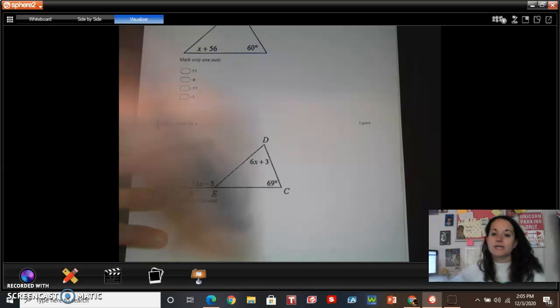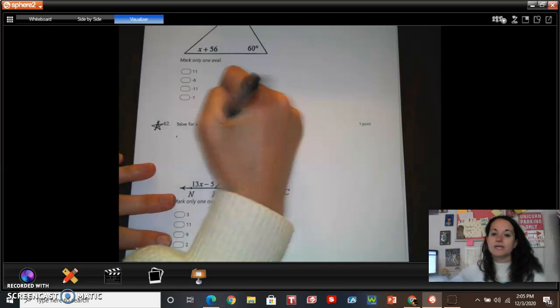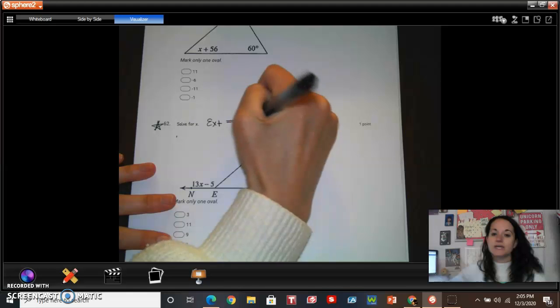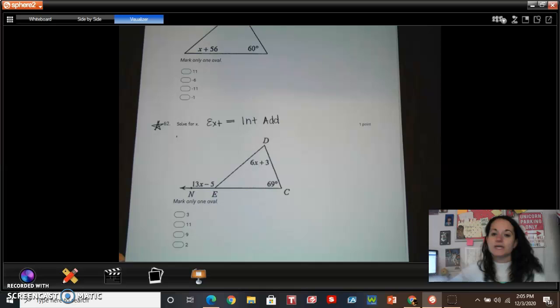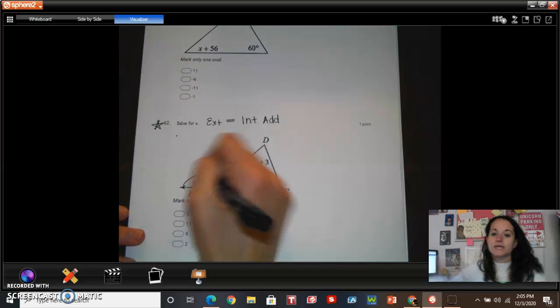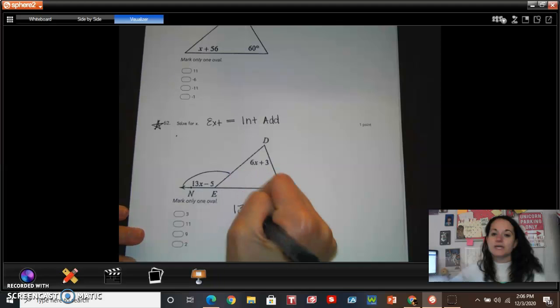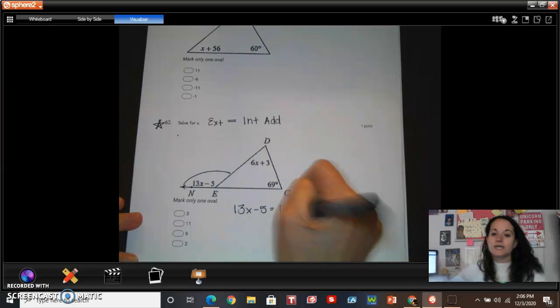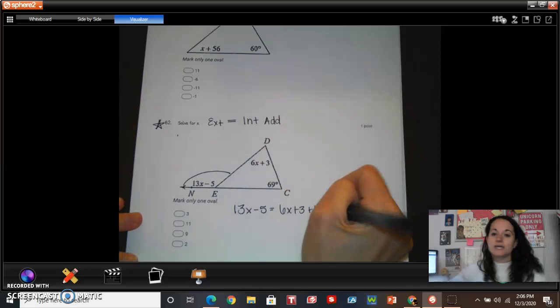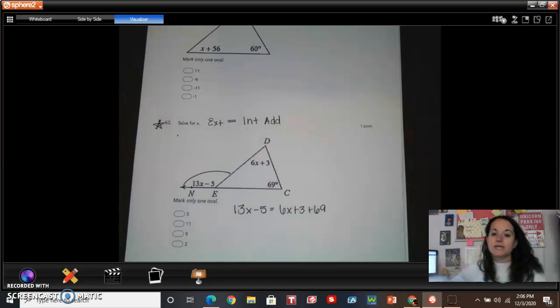Now remember, this one is the exterior is equal to interior added. So if we look at this, what is outside, that's what exterior means, outside our triangle. Well, that would be 13x minus 5. And it is going to be equal to what's inside your triangle added together. So that would be 6x plus 3 plus 69. Add those together and solve for x.